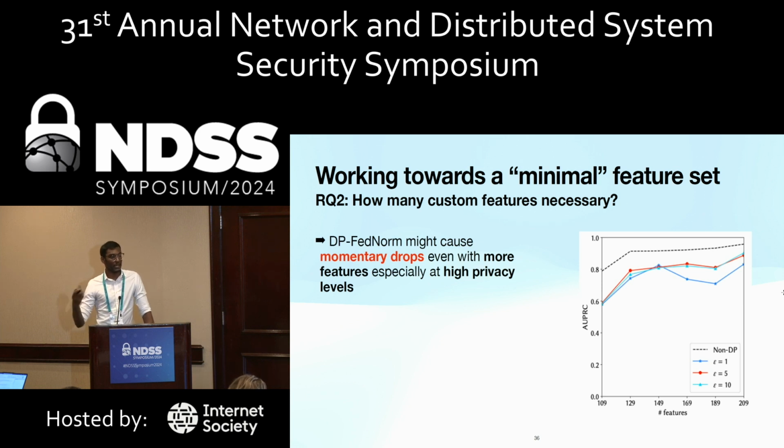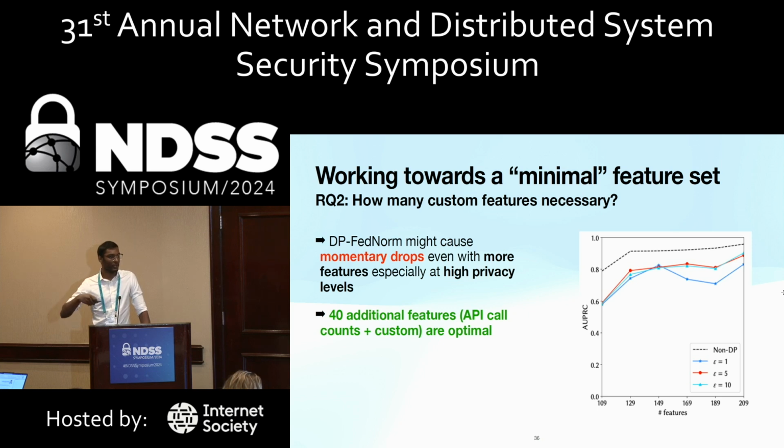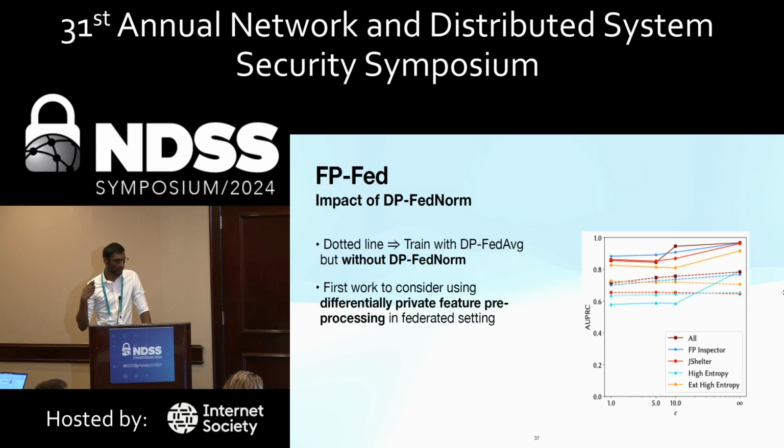We find that when we add custom features, past a certain point, the model performance momentarily drops, especially at high privacy levels. And this is because as you increase the number of features, the amount of noise that's present in the system also increases. Therefore, we find that the sweet spot is around 40 additional features to the high entropy feature set, which is optimal for good model performance. Lastly, as we were the first work to look at differentially private federated preprocessing, we also look at the impact that this has on the model performance.